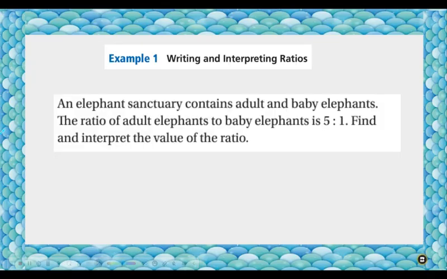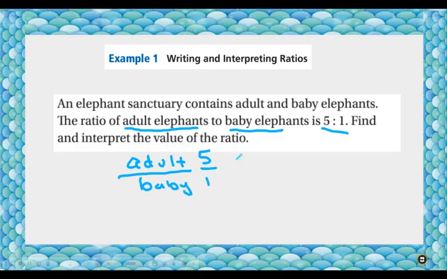Okay, so here's an example. Writing and interpreting ratios. An elephant sanctuary contains adult and baby elephants. The ratio of adult elephants to baby elephants is 5 to 1. So because the adult comes first, the 5 is representing the adult elephants. And then we have the baby second. So 5 divided by 1, remember the fraction bar means to divide, equals 5.